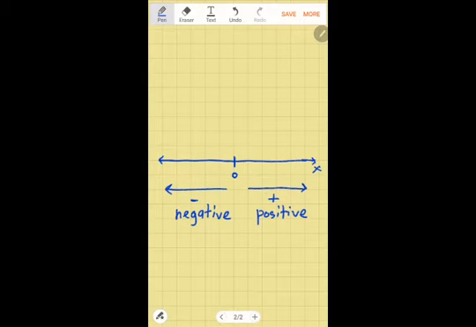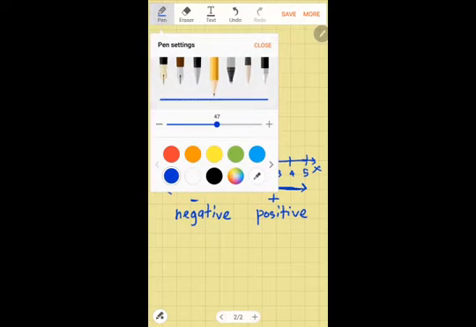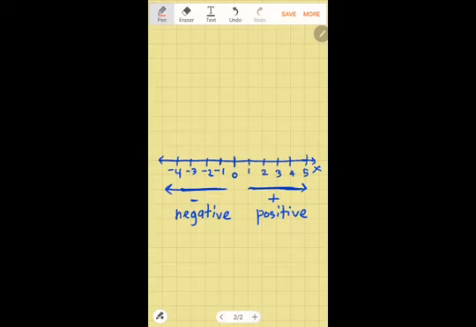Okay, so let's number this. This would be 1, 2, 3, 4, 5, all positive, while on the other side, the left side, negative 1, negative 2, negative 3, negative 4. So please remember that negative signs go this way, positive signs go to the right. But when we graph, we are now looking at two axes. We have the x-axis and we also have the y-axis. Now the difference is the y-axis goes up and down, while the x-axis goes left and right.